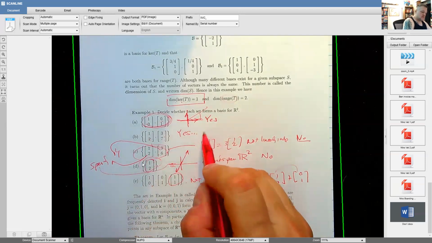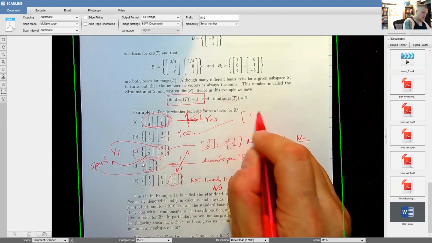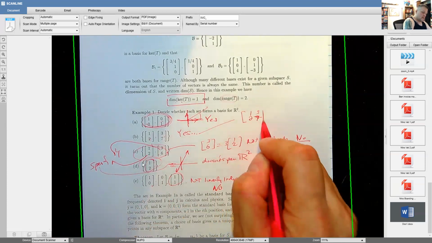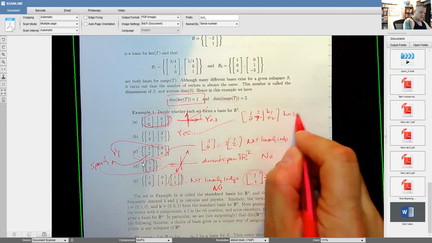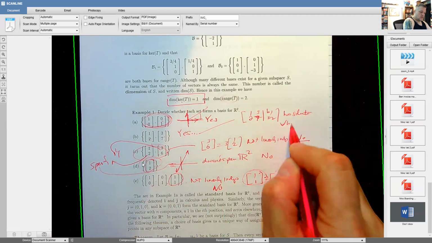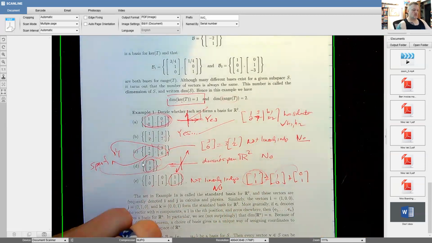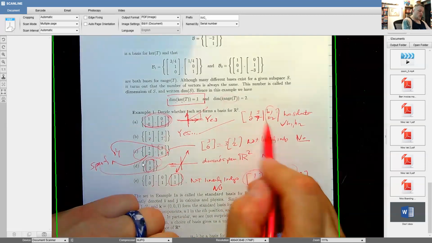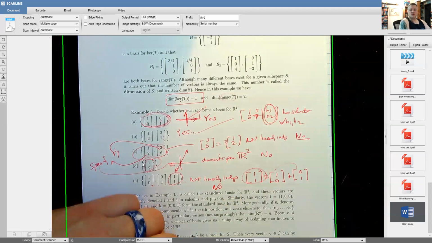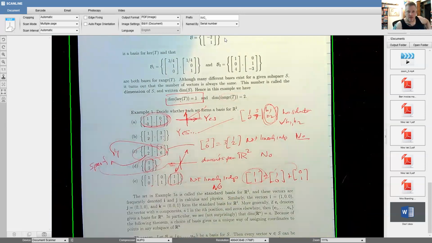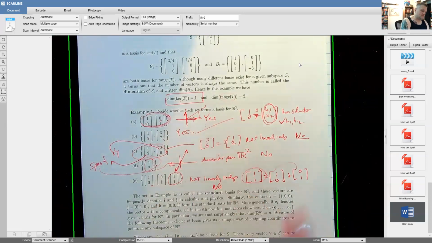But to see that they span R2, you would have to show that this has a solution for all b1 and b2, right? In other words, give me any ordered pair in R2 with those components, and that system has a solution, right? And you can easily show that by just putting it into echelon form and solving it that way. So it indeed is a basis.